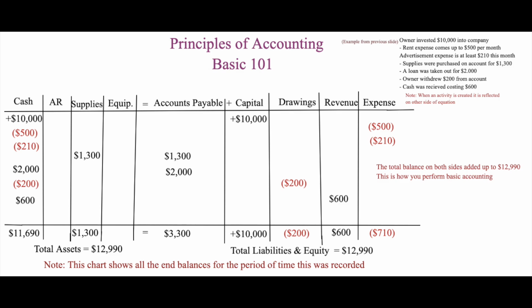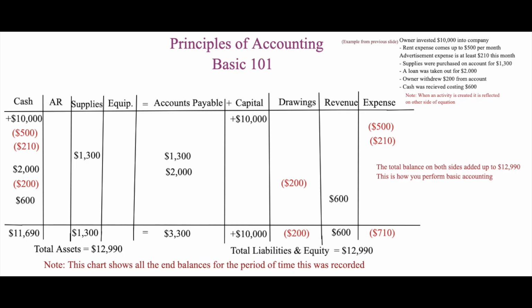The next line, a loan was taken out for 2,000, and since we're talking about a loan, we're talking about accounts payable. We're borrowing money, so you put 2,000 for cash and then 2,000 for accounts payable, and that's balancing out for the A, L, and E. And then the next line, owner withdrew 200 from account. So you deduct 200 from cash and then 200 from drawings. The next thing that you have to do is the cash was received costing 600, so you have revenue coming in. So that's why we have to put 600 inside of cash and inside of revenue.